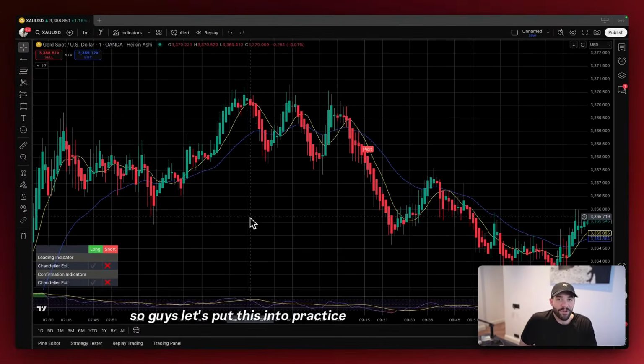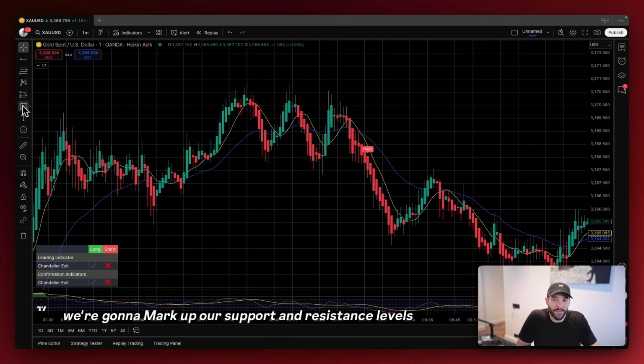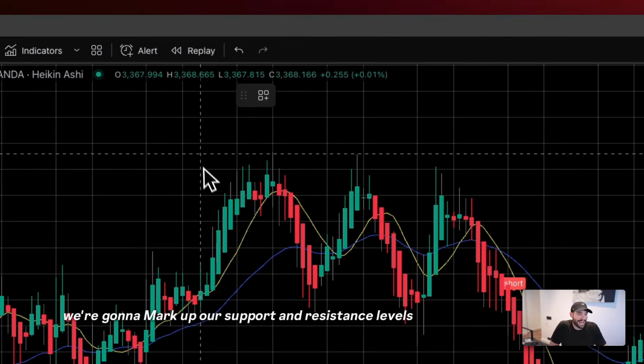So guys, let's put this into practice. Let me show you a little bit of my own strategy and some of the different confluences and things that I would personally use when using support and resistance on a trade. This is a great example right here. First of all, we're going to mark up our support and resistance levels.